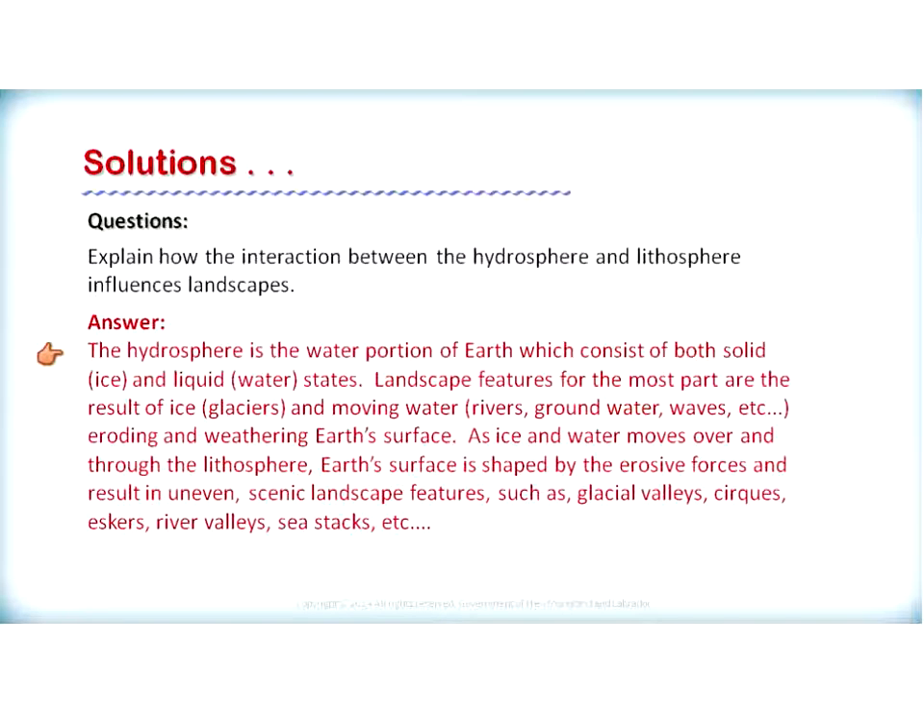As a result, ice and water move over and through the lithosphere, and Earth's surface is shaped by the erosive forces, and they result in uneven, scenic landscape features, such as glacial valleys, cirques, eskers, river valleys, sea stacks, etc. So the erosive nature of both solid water and liquid water over the Earth's surface is one of the forces that affect and influence surface landscape features.